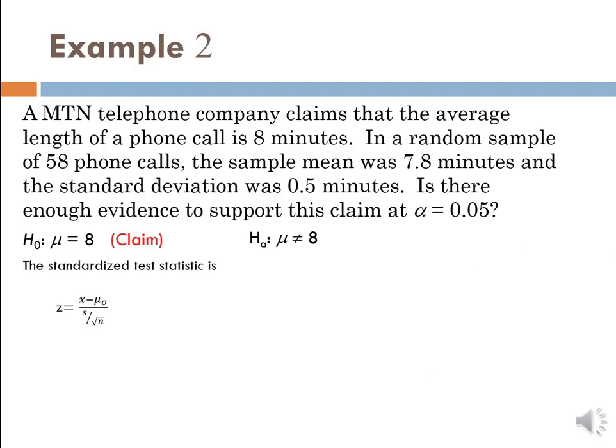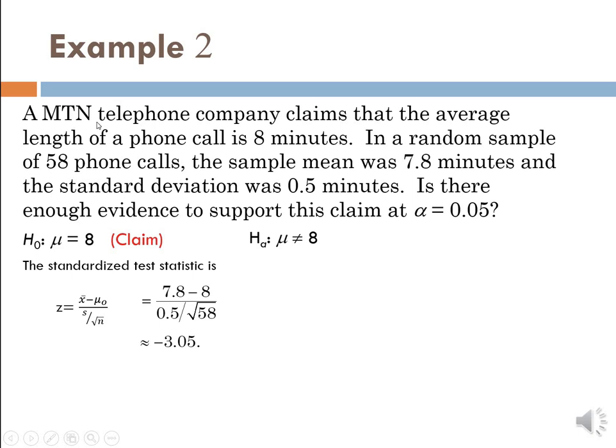Let's take a second example. MTN telephone company claims that the average length of phone calls is 8 minutes. In a random sample of 58 phone calls, the sample mean was 7.8 and the standard deviation was 0.5. Is there enough evidence to support this claim at alpha 0.05?